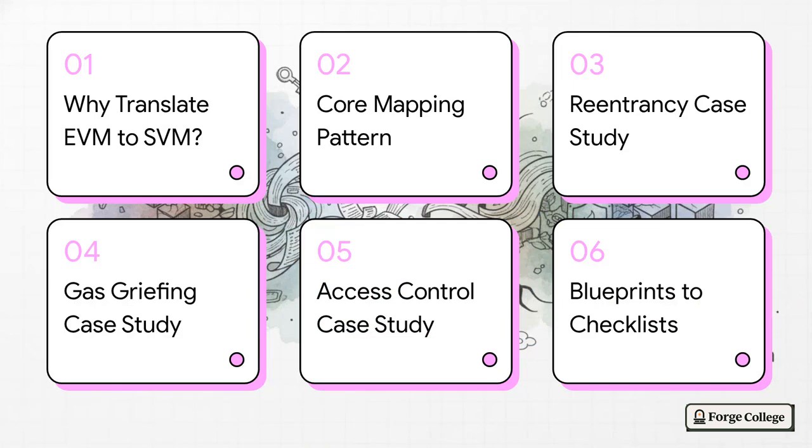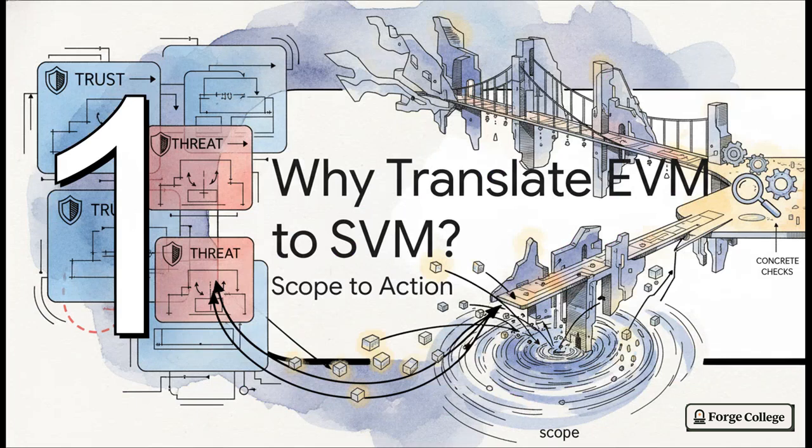Okay, let's quickly review today's architectural blueprint. First, why translate EVM to SVM? Second, the core mapping pattern. Then we'll hit 3 case studies: decoding reentrancy, gas griefing, and access control. Finally, we'll wrap up with from blueprints to checklists. Let's dive in. Section 1.